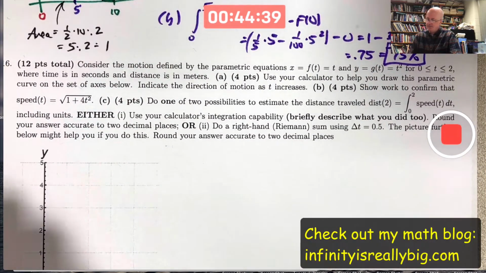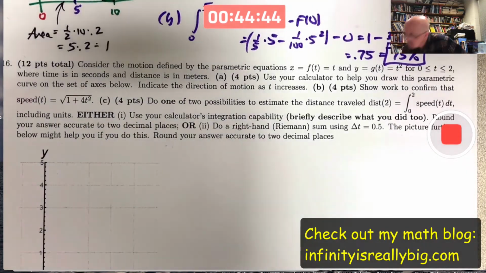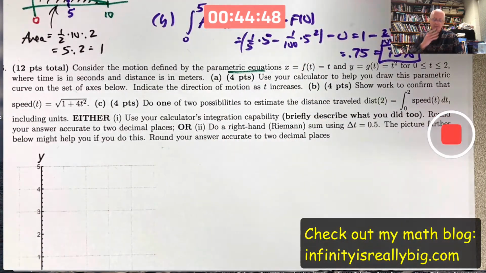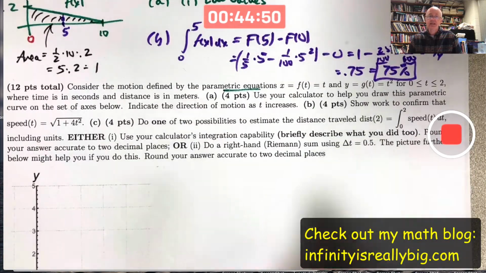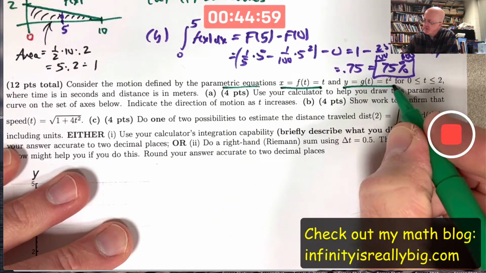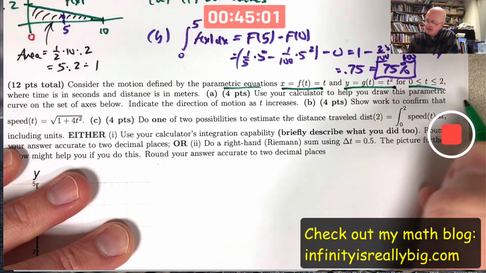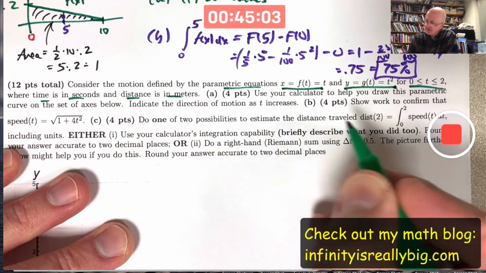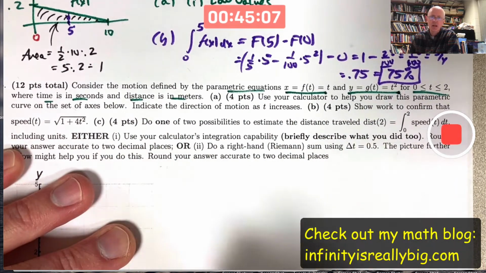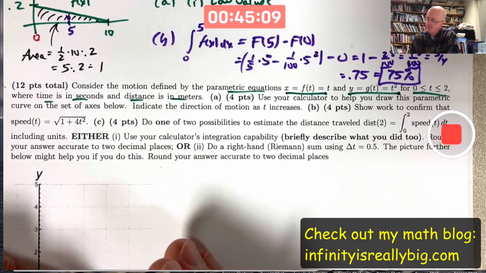16. Parametric equations. This parameter t is not a constant. It's not like that problem with the a and the b. This is x as a function of time, say, and y as a function of time, going from 0 to 2. Time is in seconds, distance is in meters. This is motion in the plane. X and y both depend on time.